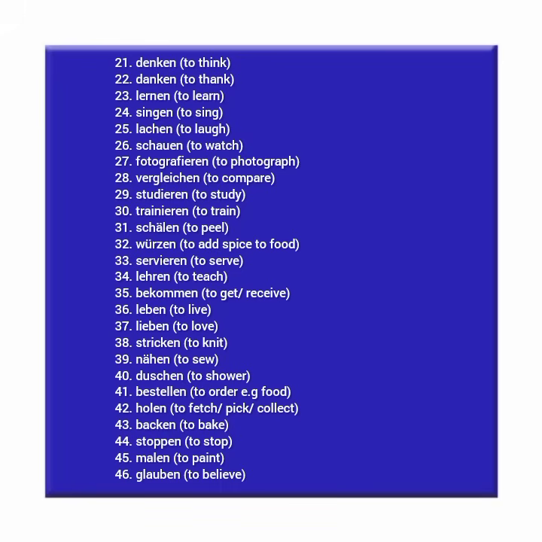Then you have a few more. Duschen, to shower. Bestellen. Then holen. Now, holen is to fetch or pick or collect. Backen. Stoppen. Malen. And glauben. Now that you have seen some examples of regular verbs, you've seen the pattern they follow when they're being conjugated, okay?